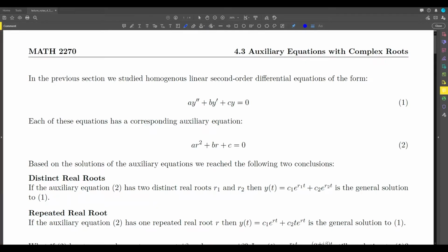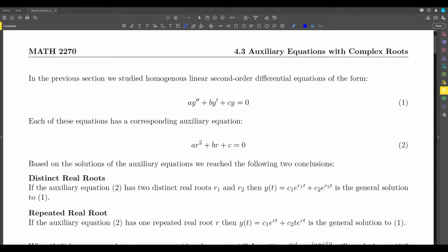In the previous section, we studied homogeneous linear second-order differential equations of the form ay'' + by' + cy = 0. Each of these equations has a corresponding auxiliary equation, ar² + br + c = 0. Based on the solutions of the auxiliary equations, we reach the following two conclusions.